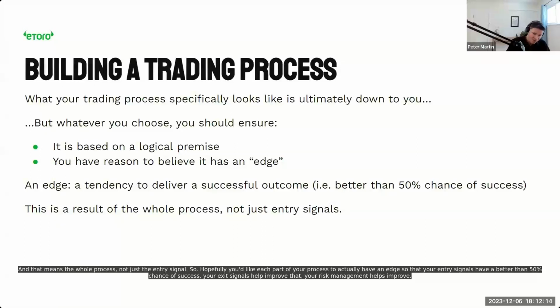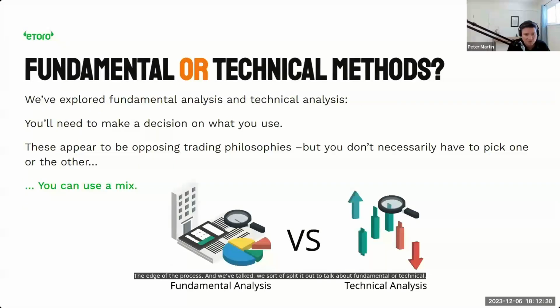So hopefully you'd like each part of your process to actually have an edge, so that your entry signals have a better than 50% chance of success. Your exit signals help improve that. Your risk management helps improve the edge of the process.